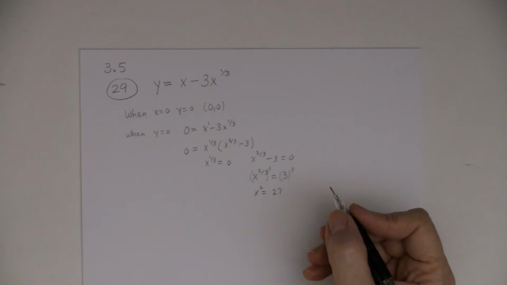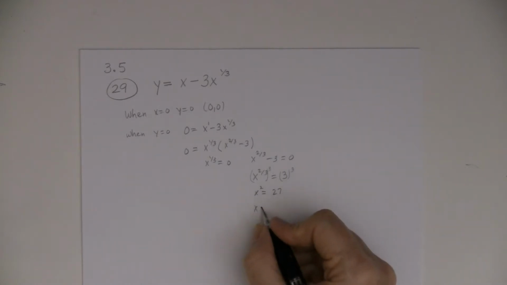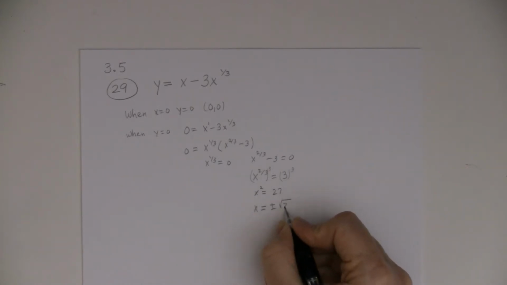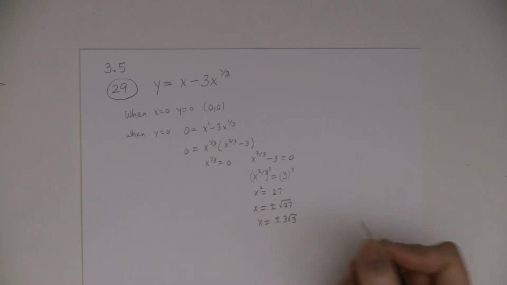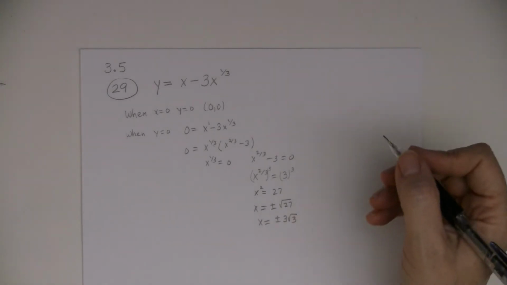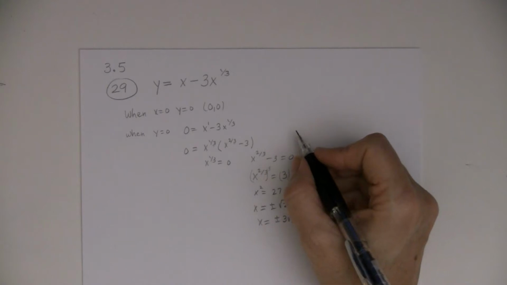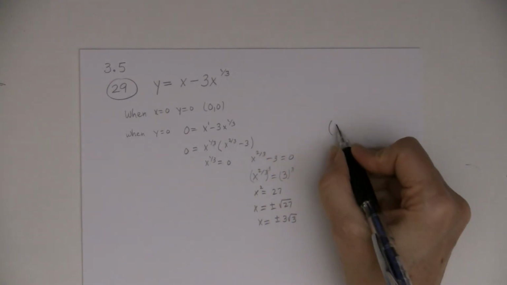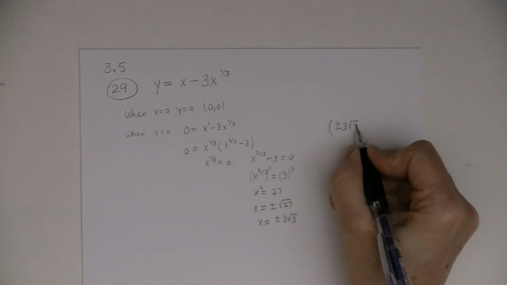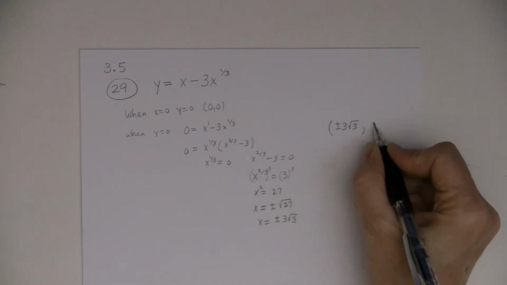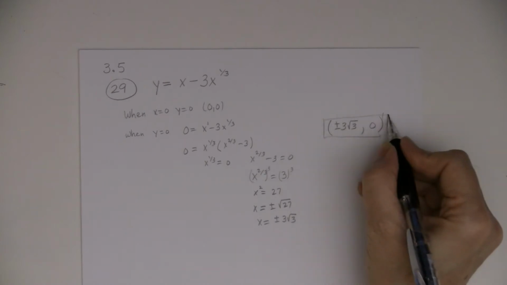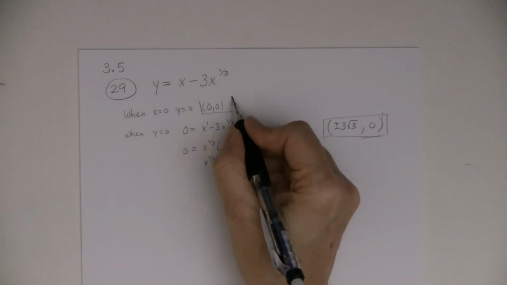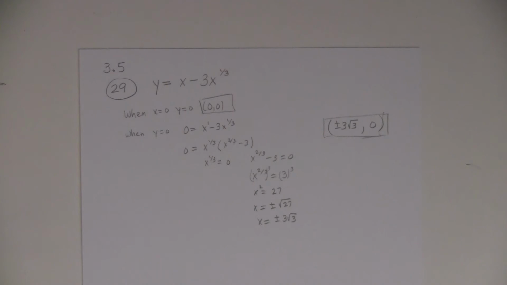Now when you take the square root, you have to do the plus or minus. So X equals plus or minus the square root of 27. So X equals plus or minus 3 square roots of 3. So I was thinking I didn't have the strength for that, but it turned out I did. So we have another intercept here, plus or minus 3 square roots of 3. That's the X value, comma 0, right? So this and this are the intercepts that we have.